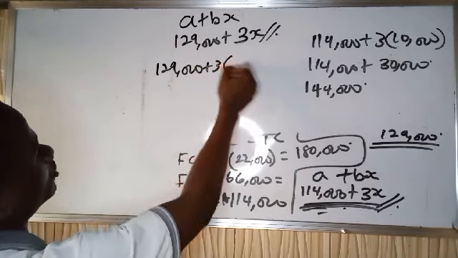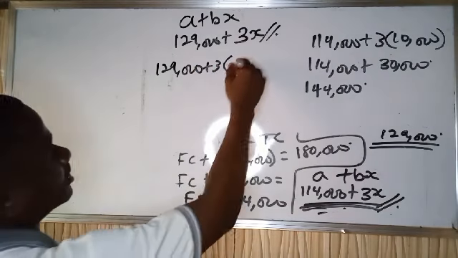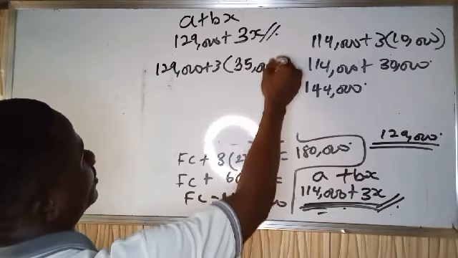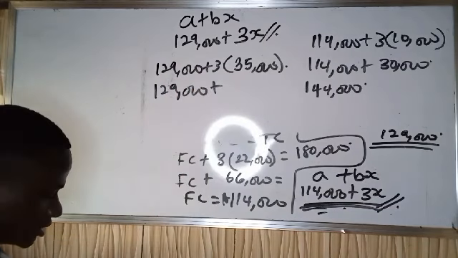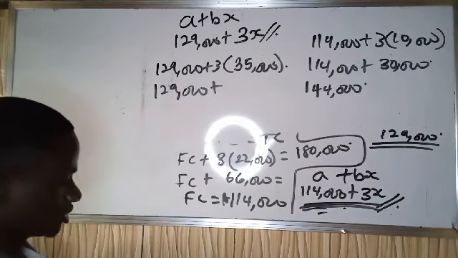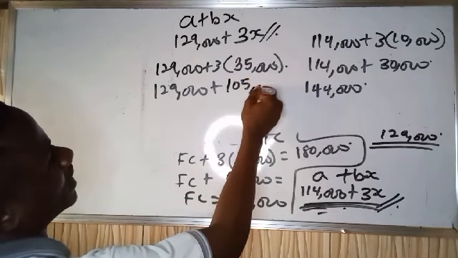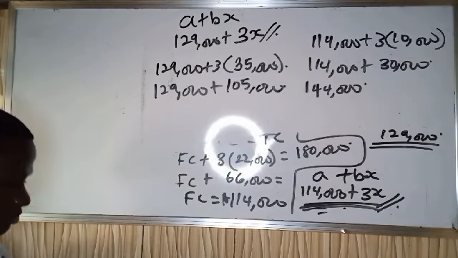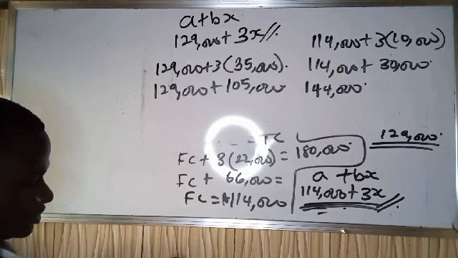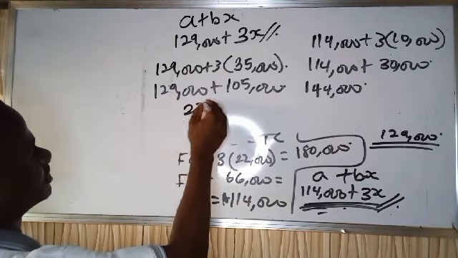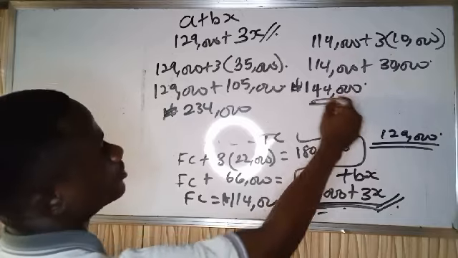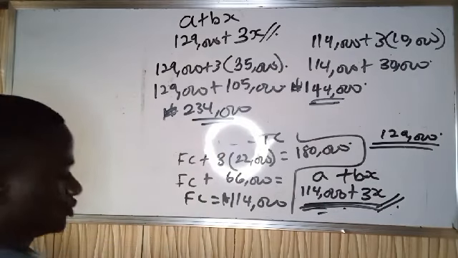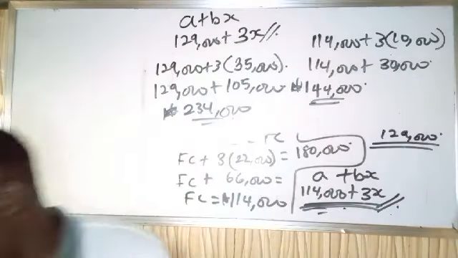And for the higher level of activity, producing 35,000 units, that will be 129,000 plus 3 multiplied by how many units are we producing? From the question, we're told 35,000 units. So 129,000 plus 3 times 35,000, that's 105,000. So 105,000 plus 129,000 gives us 234,000. So this is the total cost of producing 10,000 units, and the total cost of producing 35,000 units.